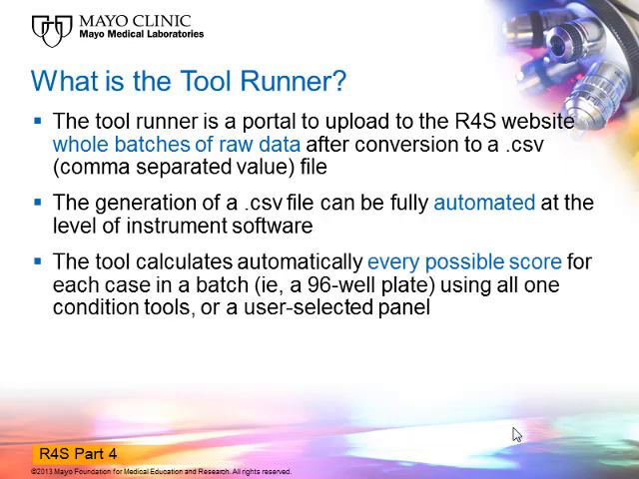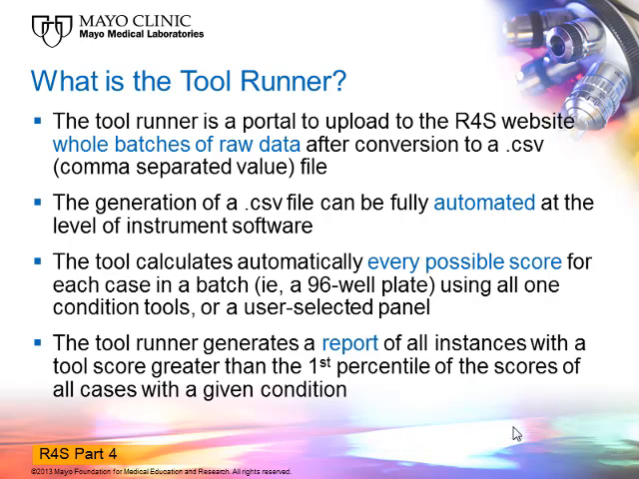The tool calculates automatically every possible score for each case in a batch using all released one-condition tools or a smaller user-selected panel. The tool runner generates a report of all instances with a score greater than the first percentile of the scores of all cases with a given condition. In other words, a score within the range of values obtained for the populations of true positive cases.